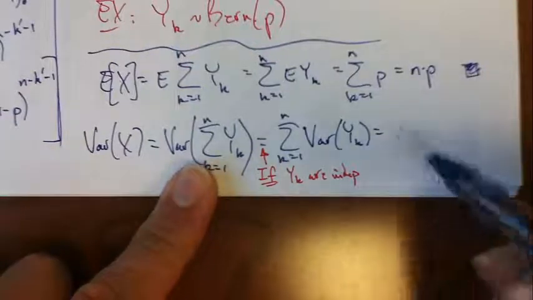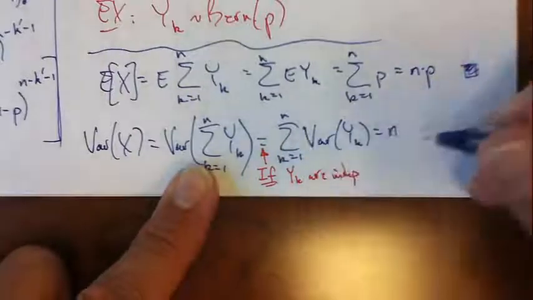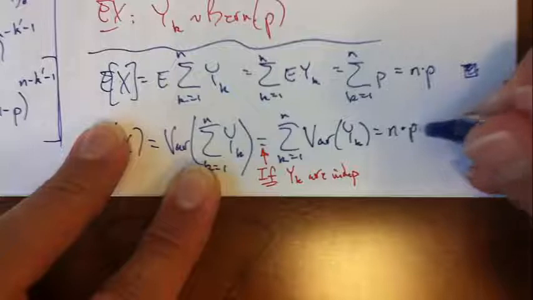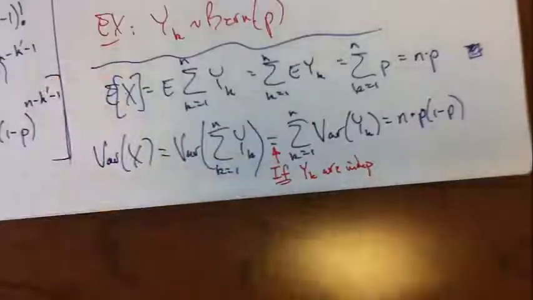What's the variance of a, I've got n of these things, so I'm just going to multiply by n. What's the variance of one Bernoulli? It's p times 1 minus p. Hey, that's exactly what we got up here. Same thing. But this is a one-liner, and one-liners are hilarious.